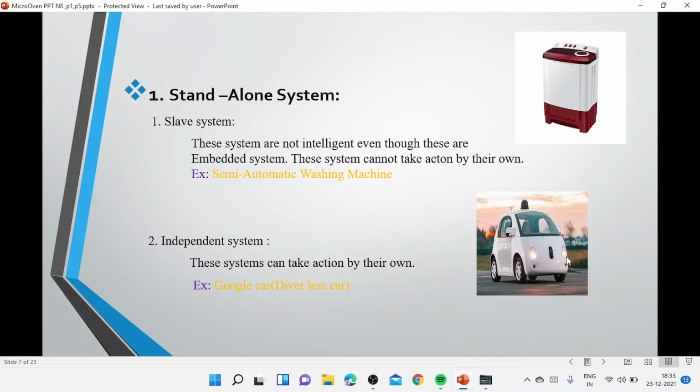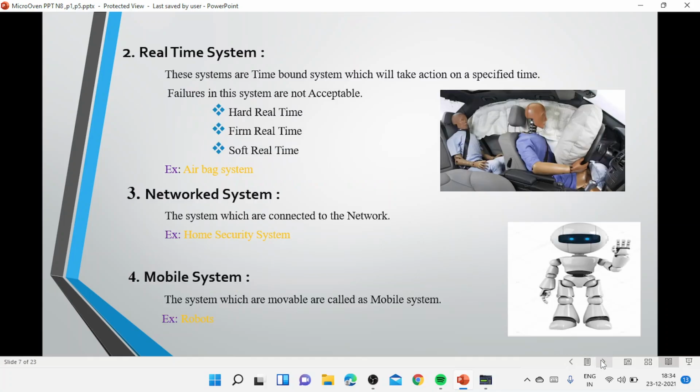Automatically with the machine intelligence it will work. These types of systems are called independent systems. And the second type of system is the real-time system. These systems are time-bound systems which will take actions at a specific time. And failures in these systems are not acceptable.